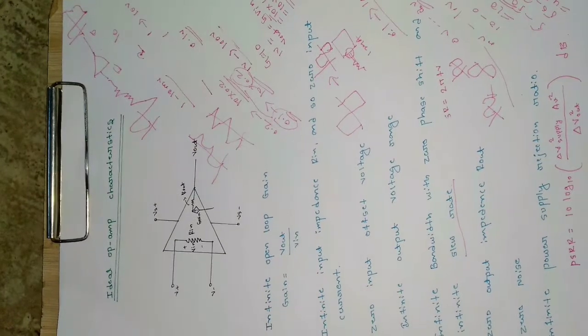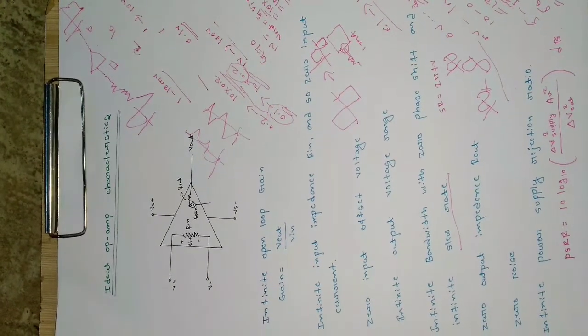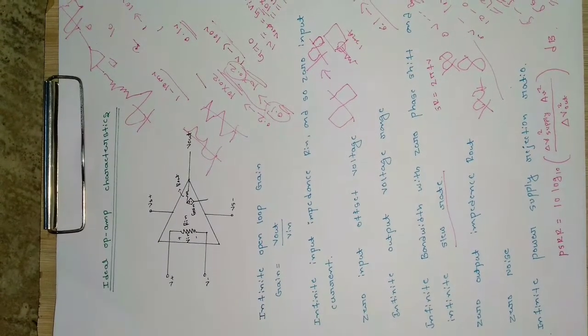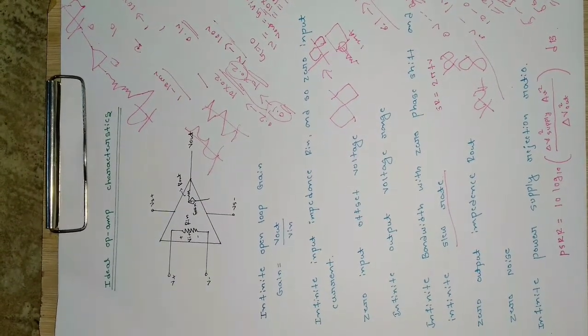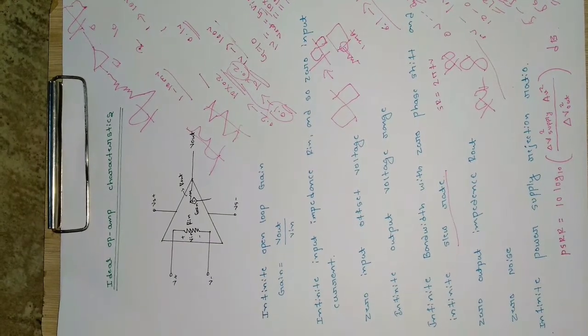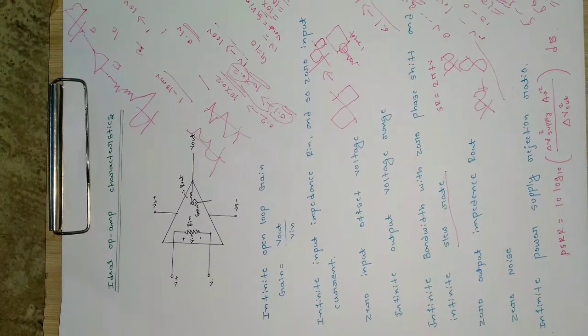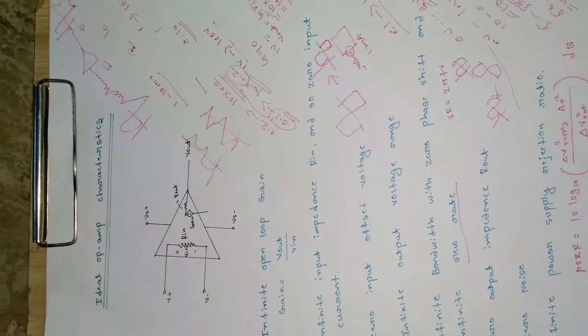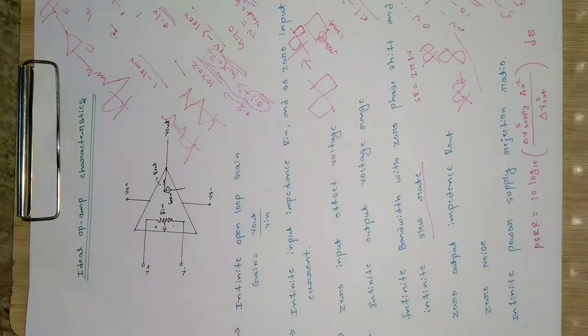The next point is zero output impedance, that is R out. We want the output voltage to be as high as possible, so we want zero resistance at the output. At that time only can the output voltage change rapidly or increase instantaneously. That's why we want the output resistance to be zero here.